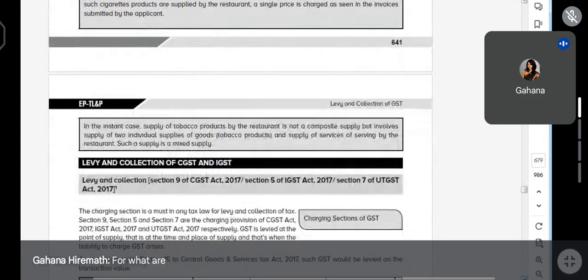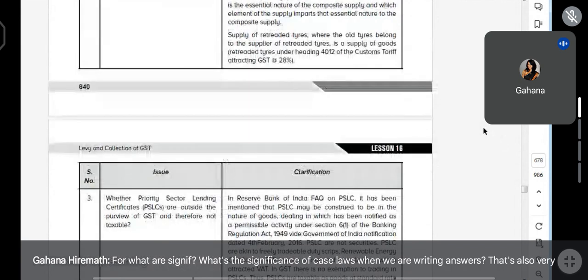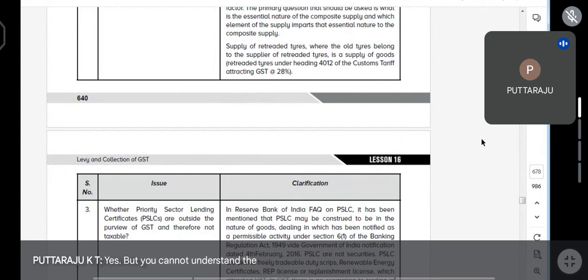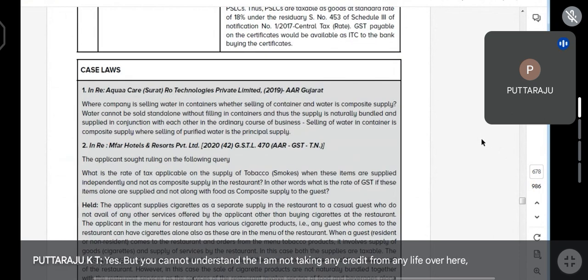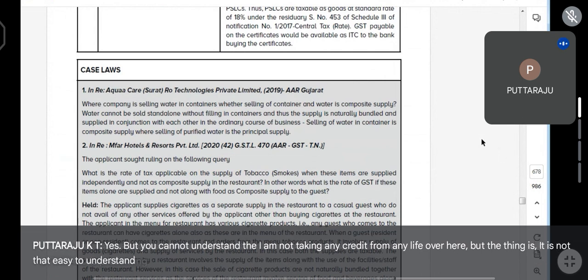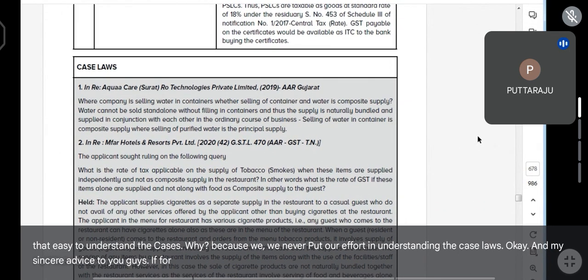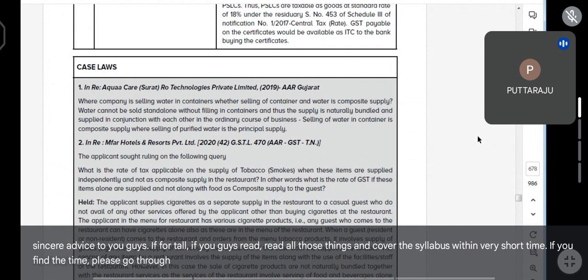So what's the significance of case laws when we are writing answers? That's also very important, right? Yes. But you cannot understand them. I am not taking any credit from any lawyers over here. But the thing is, it is not that easy to understand the cases. Why? Because we never put our effort into understanding the case laws. My sincere advice to you guys, if you read all those things and cover the syllabus within a very short time, if you find the time, please go through case law. A few questions will be framed on case laws.